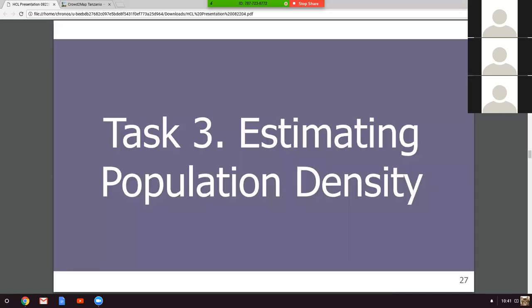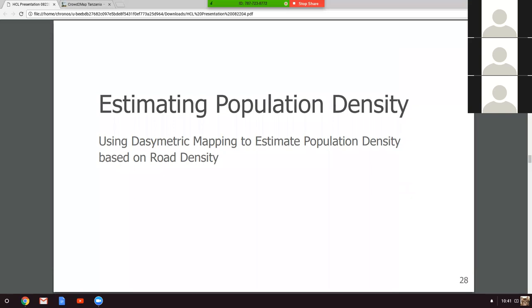So my second task is to estimate population density. Without knowing the exact density distribution, I used a method called dasymetric mapping, which is to estimate population density based on density of roads. I assume that more roads in an area means more people living there.